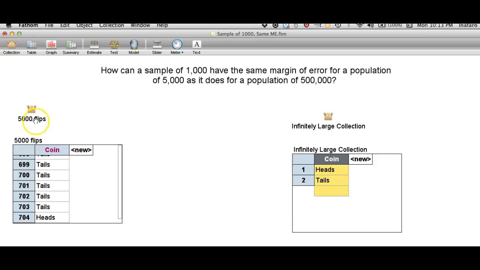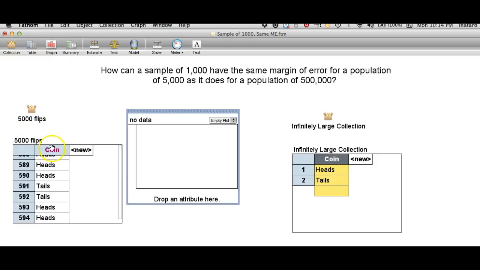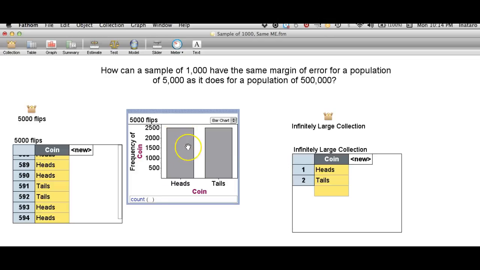So here I've got 5,000 different coin flips, and you can see I've got a variety of heads and tails. And you might be wondering, is this really 50% heads, 50% tails? Well, let's take a look at a graph. And we can see, although it's a little hard to see here, these are actually equal in height. If this was a little bit further down the screen here, you would see that it says there are 2,500 heads or 50% heads and 2,500 tails. So we have exactly 50% heads and 50% tails.